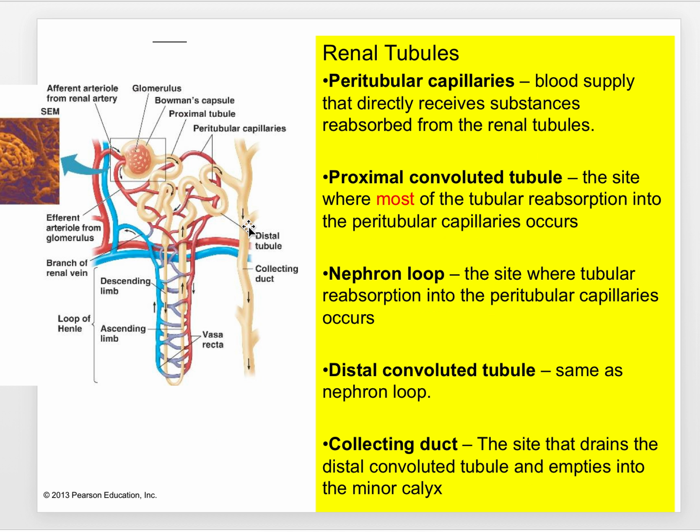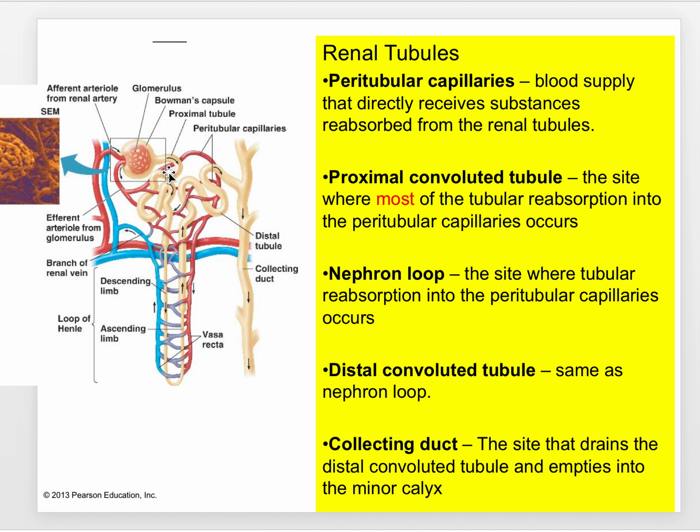And these renal tubules are the next portion of the nephron. There's peritubular capillaries, which are actually part of the vascular system. These are the blood supply that's near the tubes, and they receive the substances that are absorbed from the renal tubules. There's a proximal convoluted tubule. This is where most of the tubular reabsorption into the peritubular capillaries occurs.